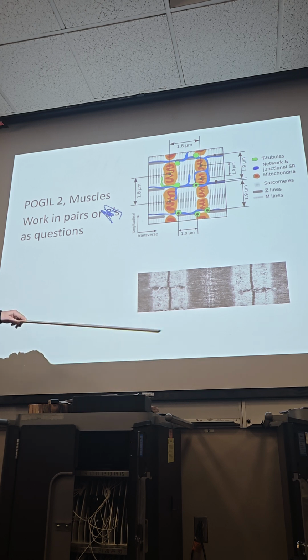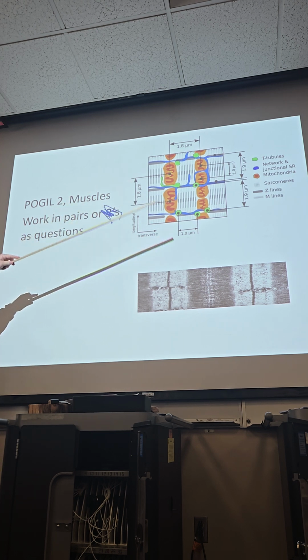When we look at the electron micrograph, this is just a cartoon. So this is the mitochondria, and then the blue is the network and junctional sarcoplasmic reticulum. Yes, the SR. The SR is going to hold all the calcium. So when your motor neuron fires, it's received by the SR. The SR is a membrane. It's going to depolarize and release calcium. That's going to trigger the actin and myosin to move.